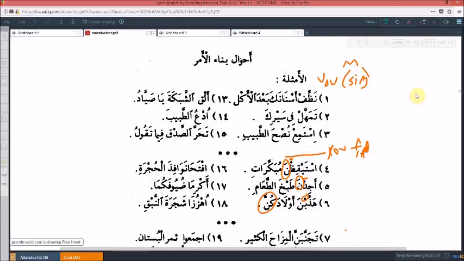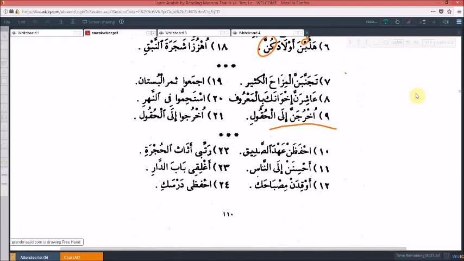Let me see. Go down. Okay. تجنبنا المزاح الكثير. تجنبن. Tajannab is to avoid or to stay away from. This noon here is the noon at-tawkid.